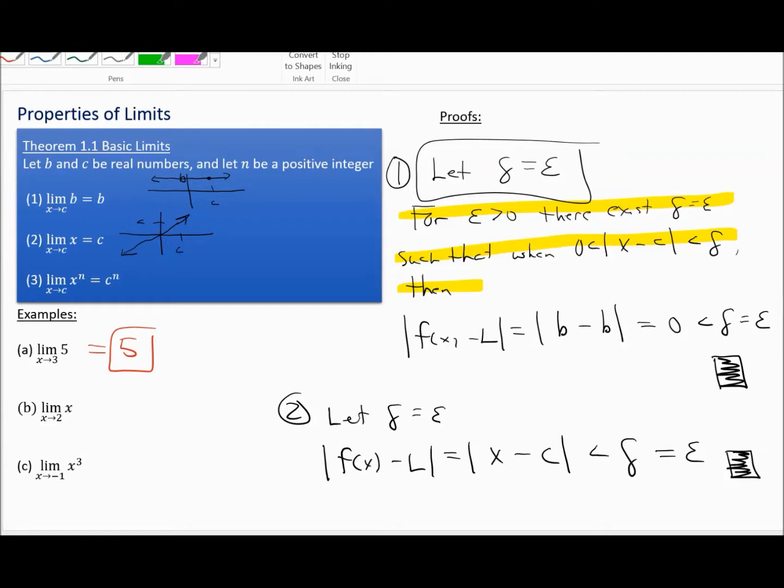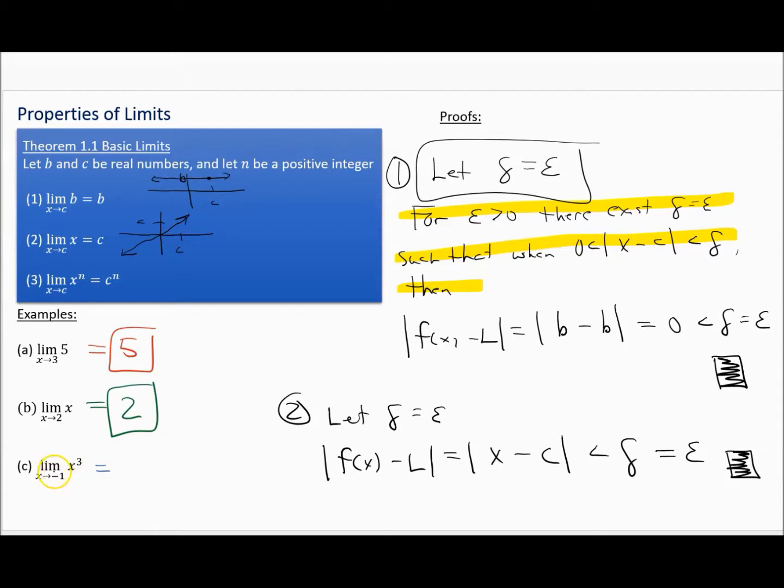Okay? Next problem, this is number 2, it represents that. If you have just a basic f of x equals x function, you can take that 2 and just plug it in, and the answer is 2. And then a third situation, again, we call that direct substitution.